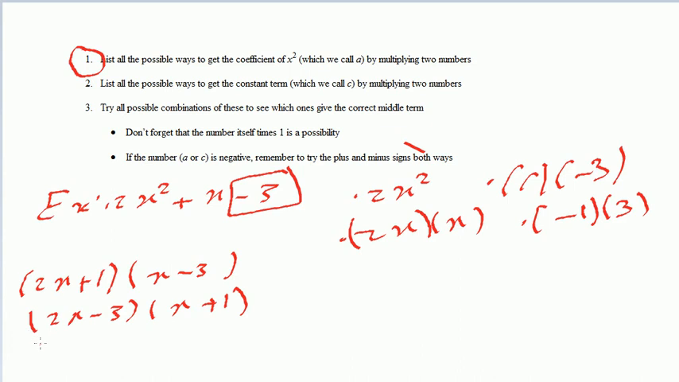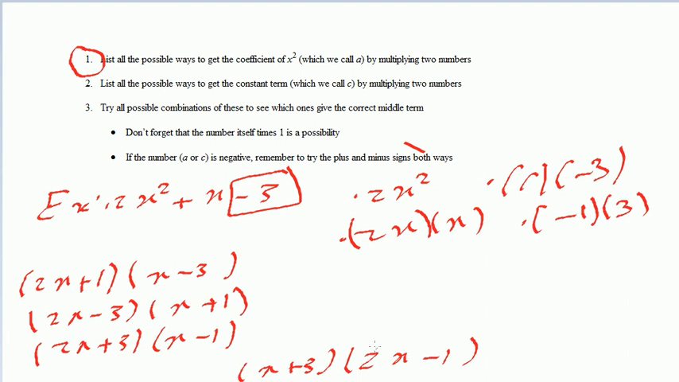Okay, what else? You tell me. 2x plus 3 multiplied by x minus 1. What else? There is one combination left that we didn't try. Remember x minus 3, this one here. So I can now take x plus 3. So the fourth one is x plus 3 multiplied by 2x minus 1.